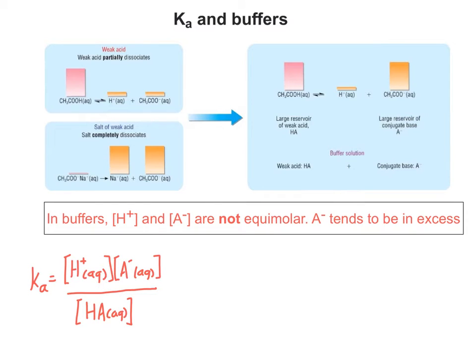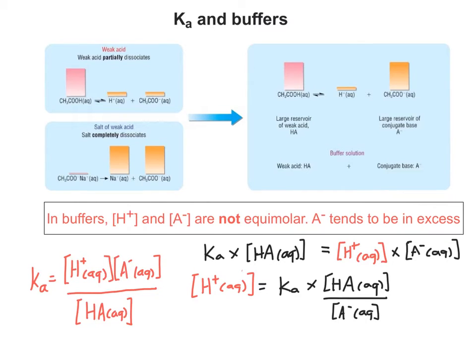If we start with our normal Ka expression, the expression can now be rearranged like that. So Ka times the concentration of your weak acid equals H+ concentration times that of the conjugate base. I'm keeping H+ concentration in red so you can see what I'm trying to isolate, which would give me this expression.